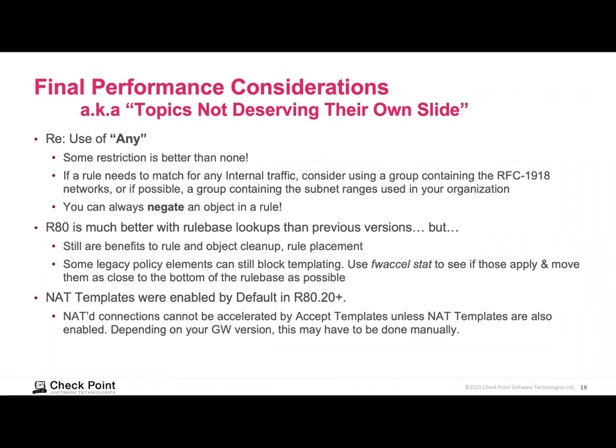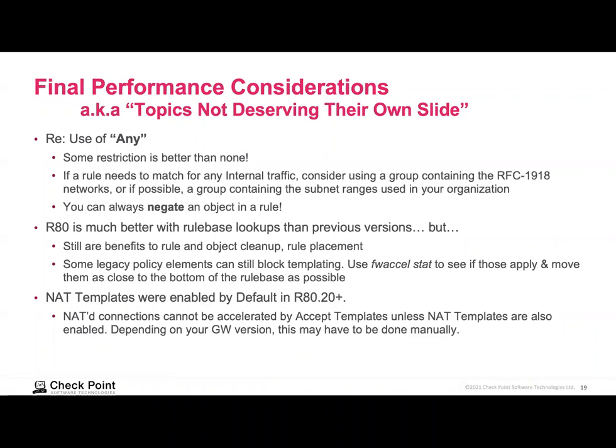And remember, you can always negate objects in a rule as well. So you could do not the 10 network or not something just as easily to avoid and clean up your use of any. R80 is much better with performance in rule-based lookups than previous versions, but there can still be benefits to rule and object cleanup and rule placement, as we saw with what can happen with templating. So use FWXL stat, make sure that you're not blocking things that don't need to be blocked and you're getting the most out of your template feature.